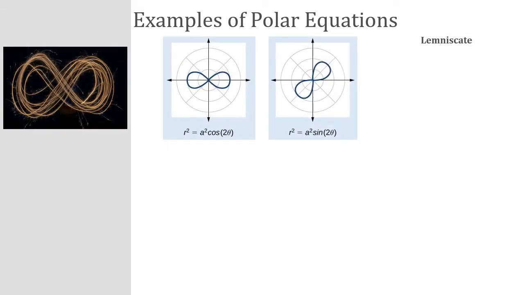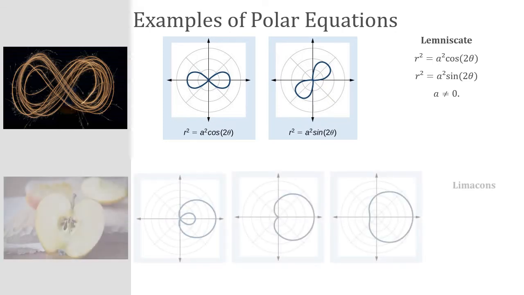Another example of a polar equation is something called a lemniscate. And a lemniscate, you can see in this image, looks like a sound wave that almost looks like the infinity symbol. Now, graphing that with a polar equation, the equation is r squared equals a squared times either the sine or the cosine of the quantity 2 times theta, again where a cannot equal 0.